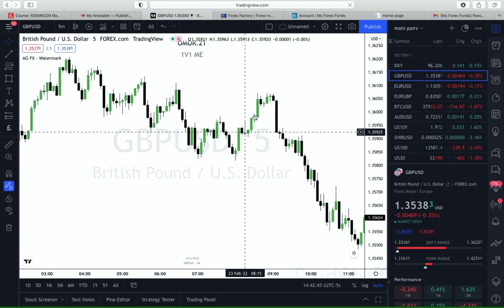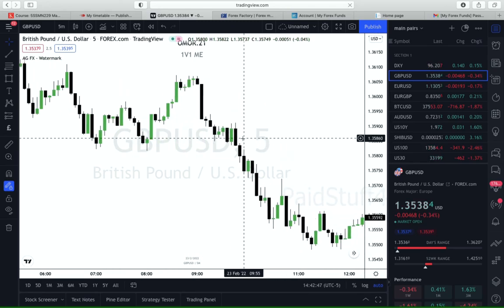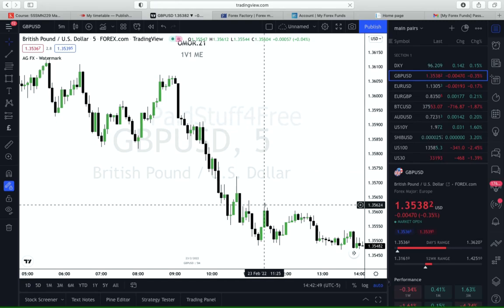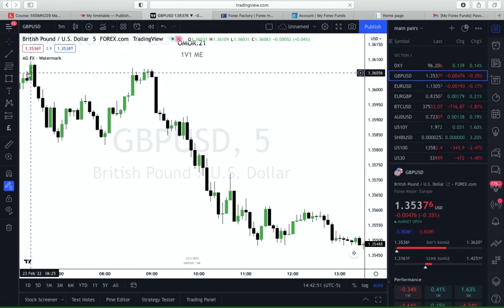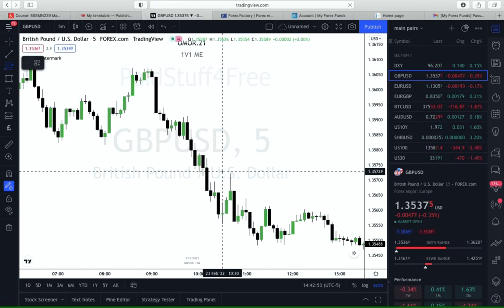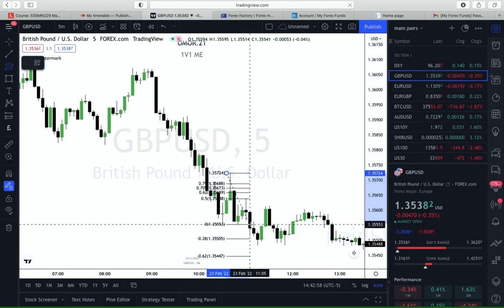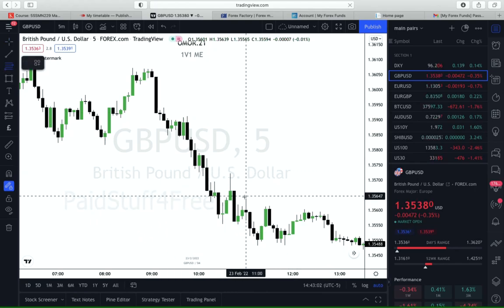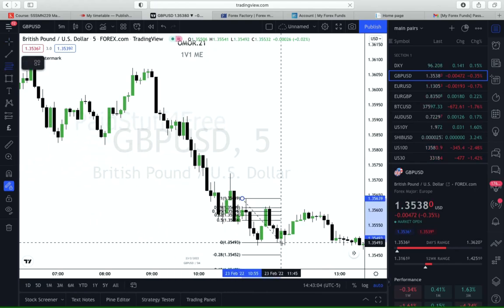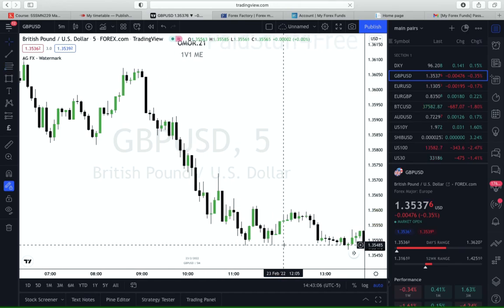If you'd done it from here to here, you would lose the trade. I think this is an OTE here, just to the 50%. Then this one to that one, OTE again.